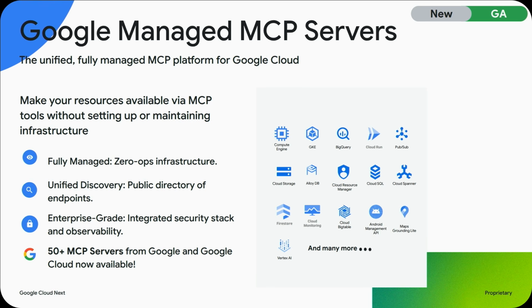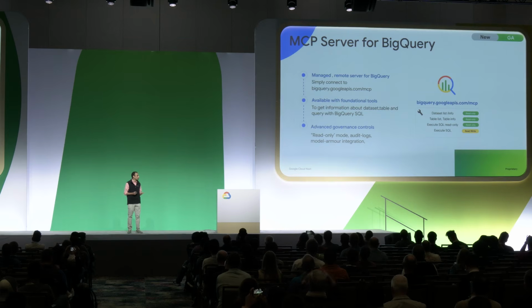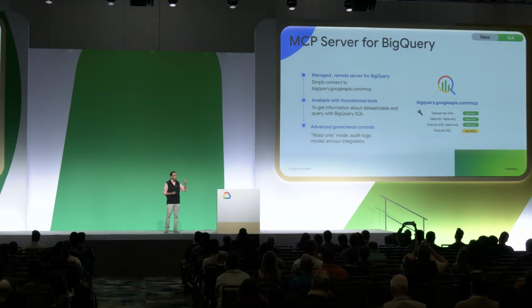BigQuery is one of the first ones to be generally available as part of this infrastructure. BigQuery MCP server is available at bigquery.googleapis.com/MCP. That's all your agent has to connect to. Once your agent connects to this endpoint, it'll get two sets of tools. One which are read-only, and then there is one read-write tool.